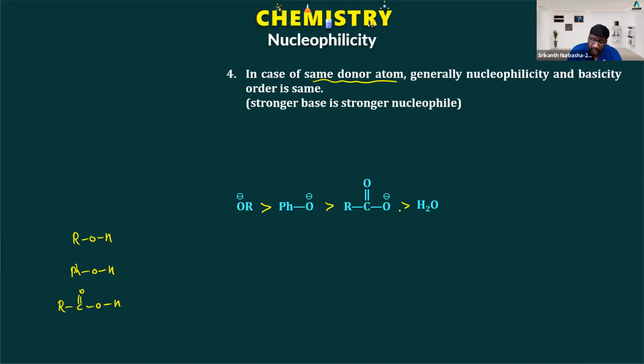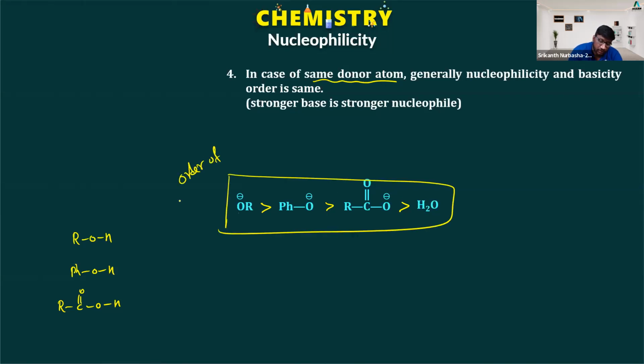And after these three, I will be considering H2O. Why? Because the first three are negatively charged nucleophiles, whereas water is a neutral one. When compared to neutral, negatively charged centers are going to be more nucleophilic. So RO minus, then PhO minus, then RC double bond O minus, then H2O. This is the order of nucleophilicity.